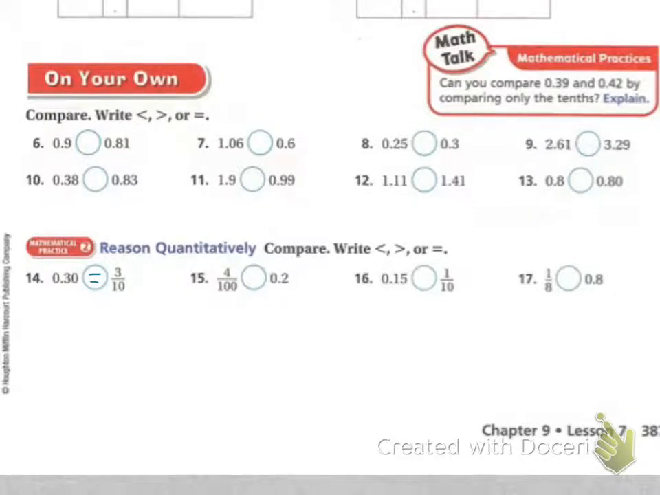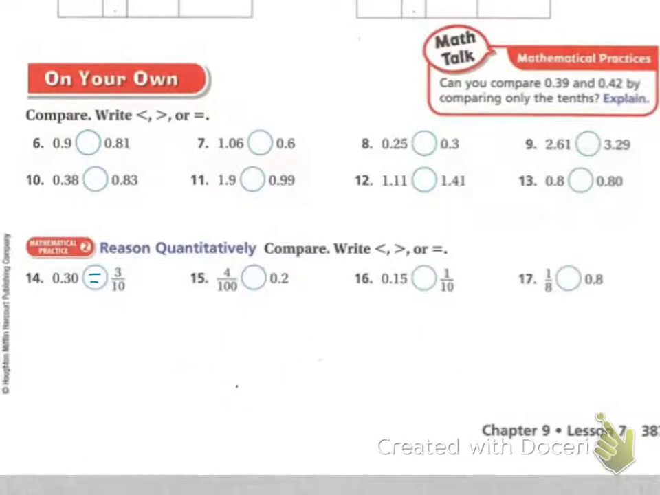Okay, number 15, we've got 4 hundredths. That's the same as that, 4 hundredths. And this is 2/10, or 20 hundredths. So that should give you a little bit of help there to know which one is bigger or if they're equal.